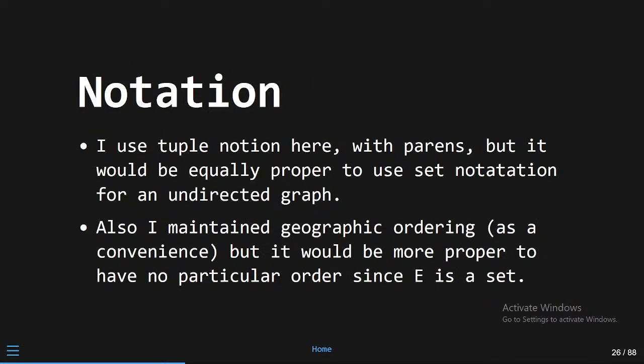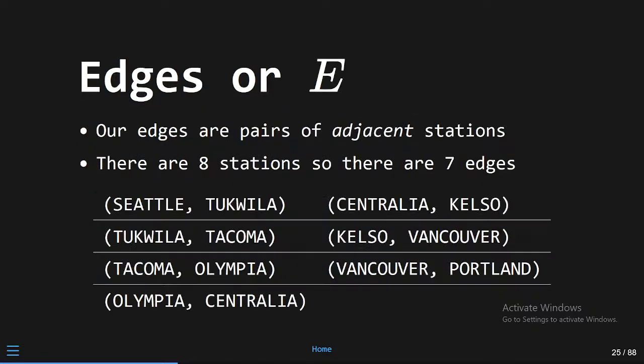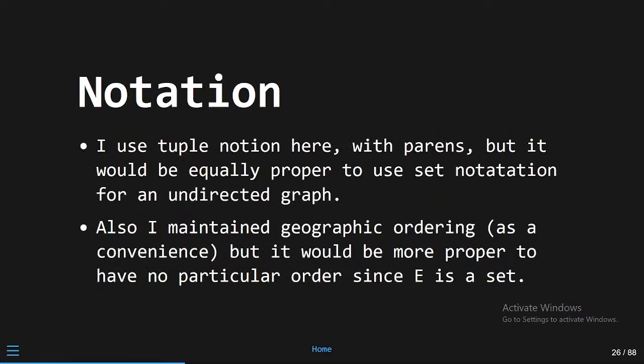Just a little note on notation. I used tuple notation, and one of the niceties of tuple notation is it's sort of ambiguously directed, right? When we look at this, I don't think it strongly implies that the Seattle to Tukwila edge is directed or not, which means that I can refer to this when I'm talking about a directed or undirected graph. And then I did maintain geographic ordering, which I'm not particularly proud of.